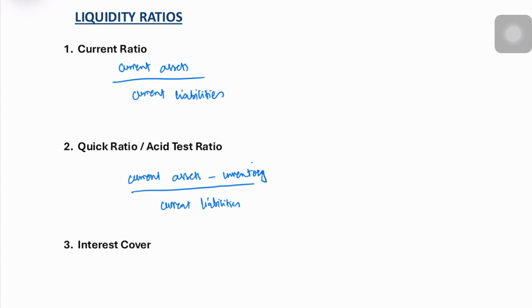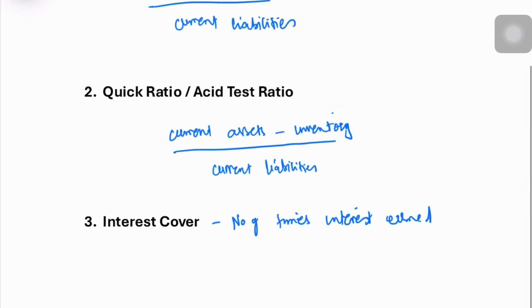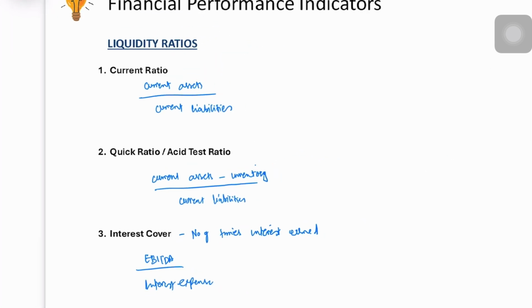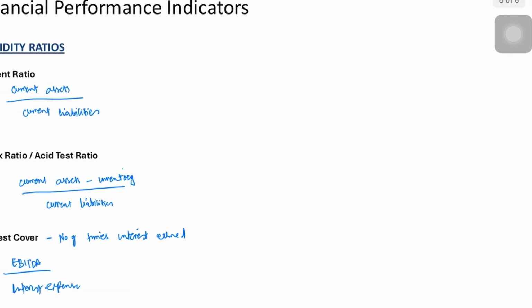Okay, yes. Coming back, interest cover is the number of times interest is earned. How is it calculated? By EBITDA over your interest expense. Basically, it shows how many times your profits can pay off your interest. A very simple ratio, but these simple ratios can help you earn a lot of marks, especially if the question asks you for financial performance indicators.